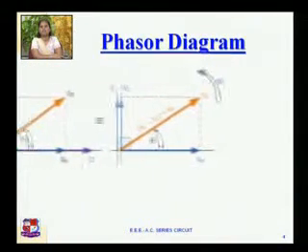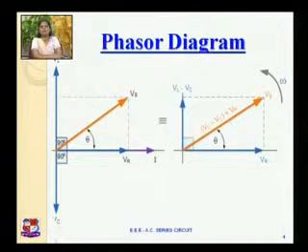Now these are the phasor diagrams. In the first diagram you can see that voltage and current are both in phase. I will indicate the current of the circuit, VR will indicate the voltage across the resistance, and Vs is the supply voltage. So V and I are both in phase. So this is the phasor diagram for the resistive circuit.